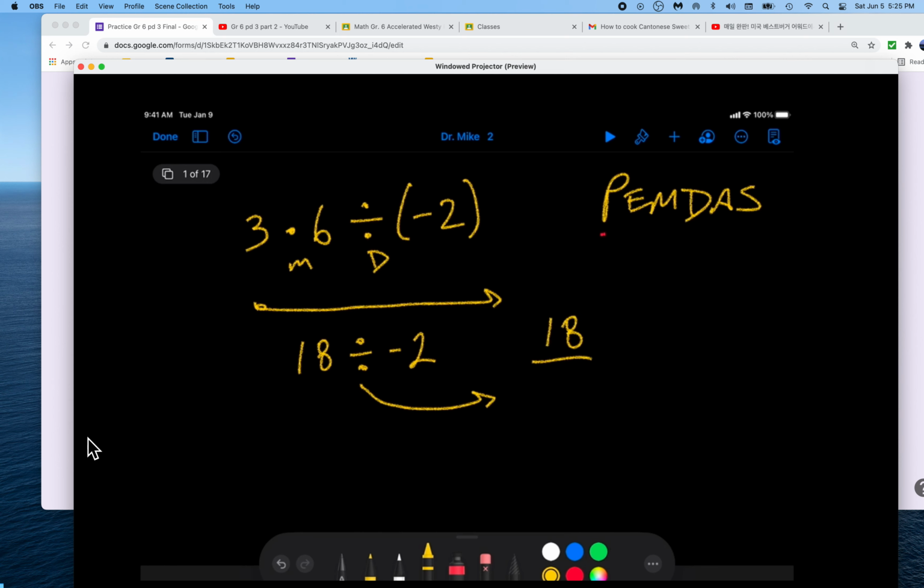This is the only operation left. So we have 18 over negative 2. We know our final answer is going to be negative. So for a while, I'm going to forget about this. How do we break down 18 over 2? 9 times 2 over 2. Our final answer is negative 9.